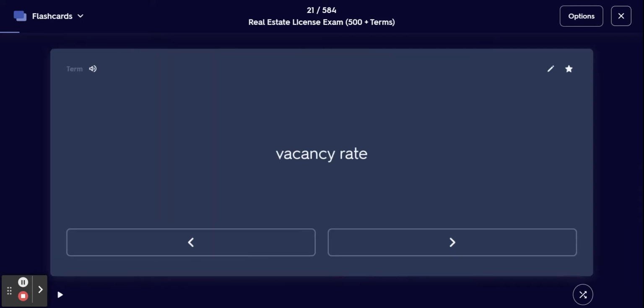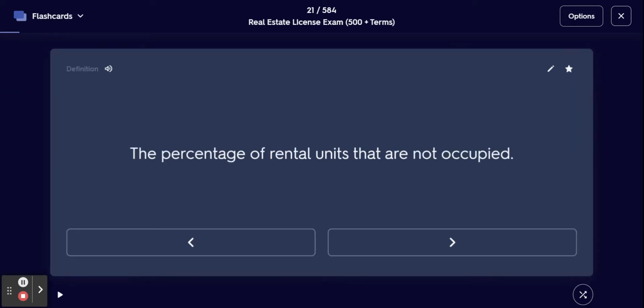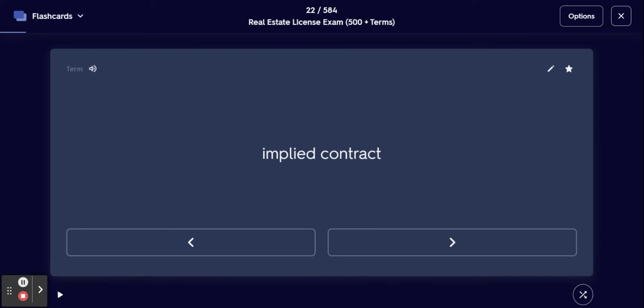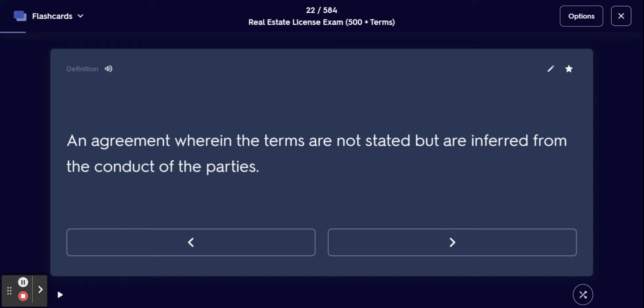Vacancy rate. The percentage of rental units that are not occupied. Implied contract. An agreement wherein the terms are not stated but are inferred from the conduct of the parties.